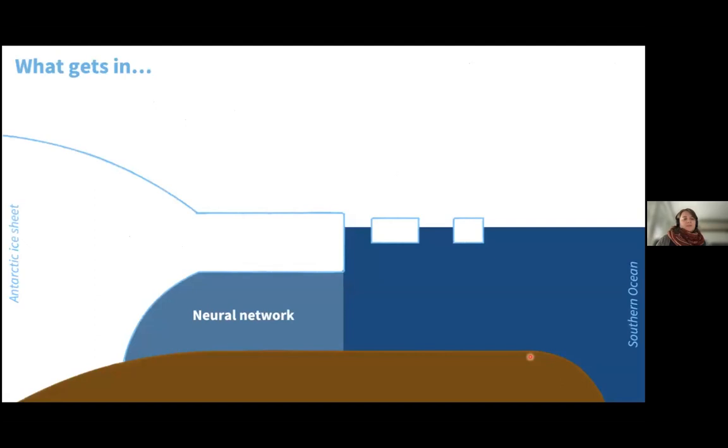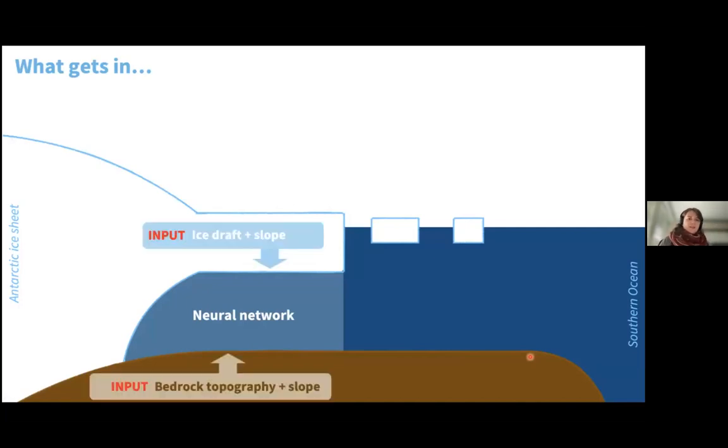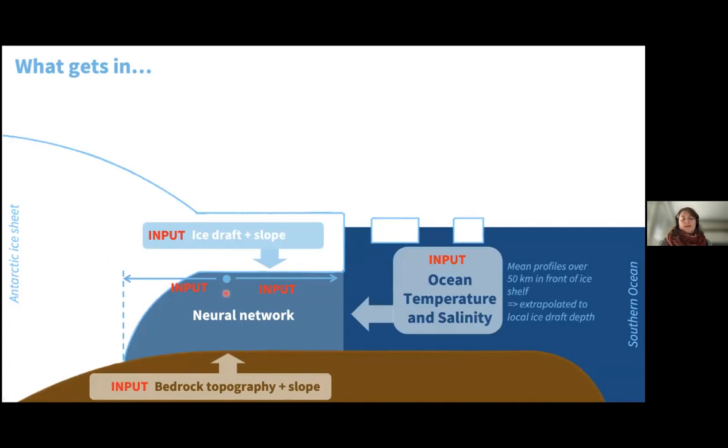What goes into our neural network: I wanted to keep it very similar to the parameterizations we had before, so that people could not complain that they would have to compute variables they never had before. So I give it the ice draft and the slope of the ice draft, and the bedrock topography and the slope of the bedrock topography. Then I give it the distance of the point to the grounding line and to the ice front, so that there is some information about where it is in the ice shelf. And then, of course, the ocean temperature and salinity.